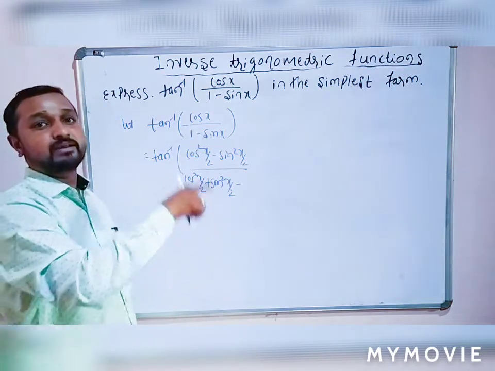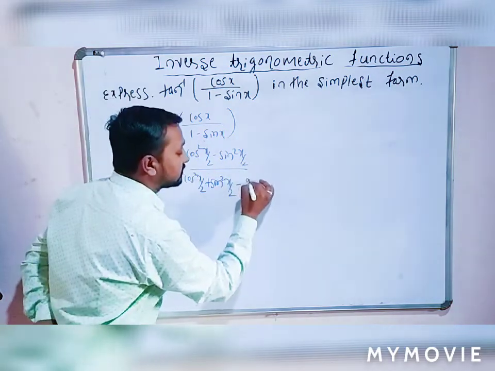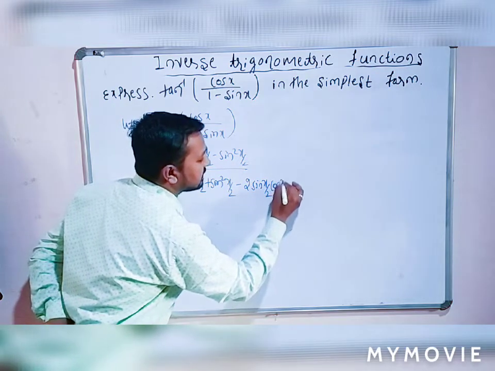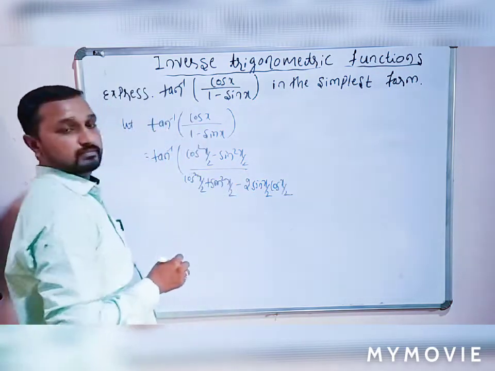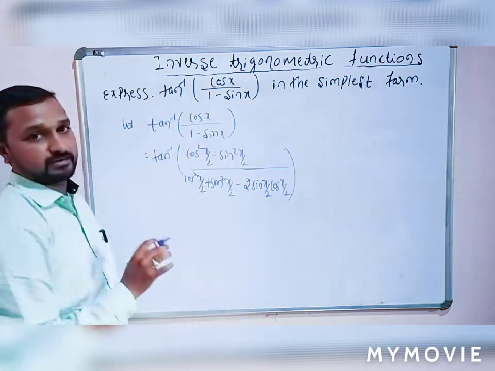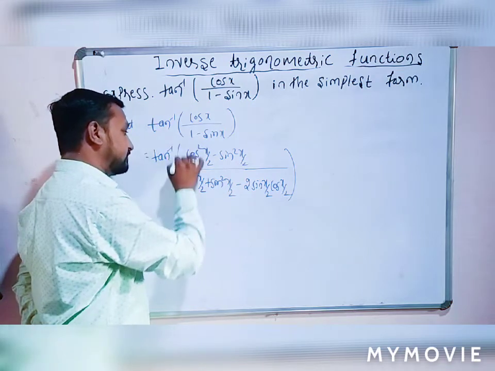Sin 2x is nothing but 2 sin x cos x, and sin x is nothing but 2 sin x by 2 into cos x by 2. So this step is very, very important. So by using the half angle formula, solve this example.